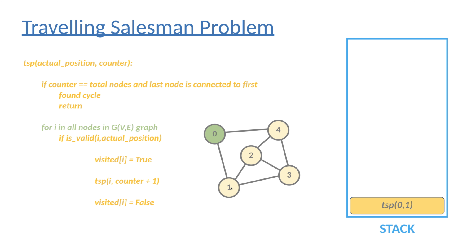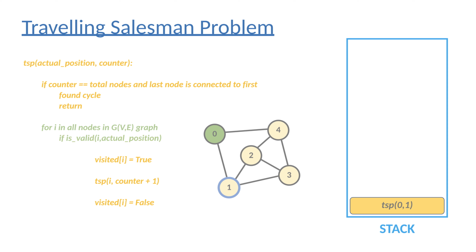We have to consider all the vertices in the graph, and we have to check whether that given vertex is valid or not. What does it mean? A given vertex is valid if we haven't considered it so far, so if the given vertex is unvisited, and if there is a connection between the actual vertex and the vertex with index I. Of course we have considered the first vertex, so we consider the next vertex. Is it a valid vertex? Of course. First of all, because it is unvisited and because there is a connection between the actual vertex and the vertex with index I, as you can see.